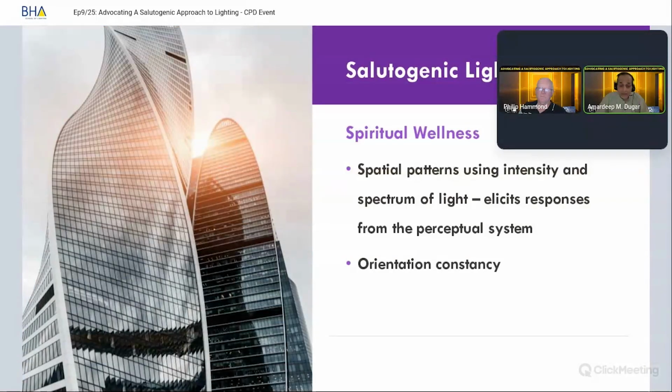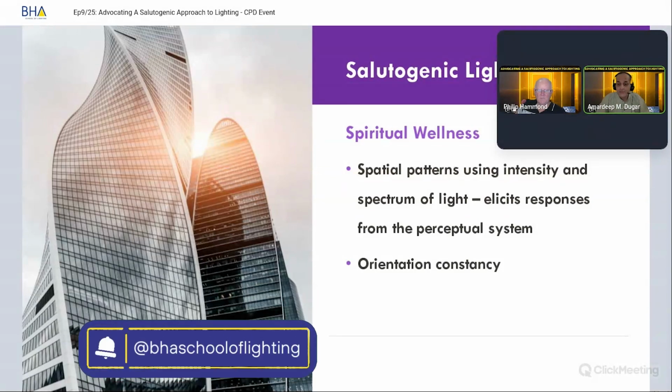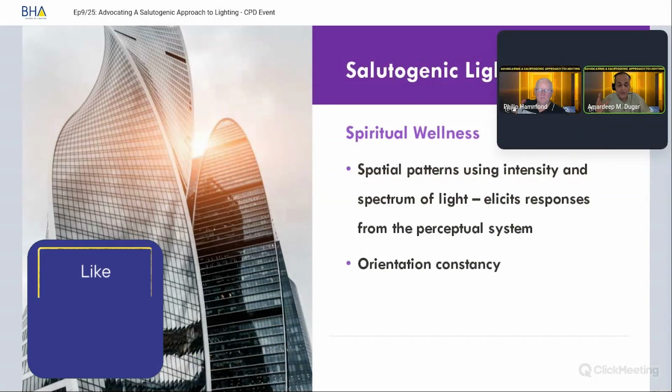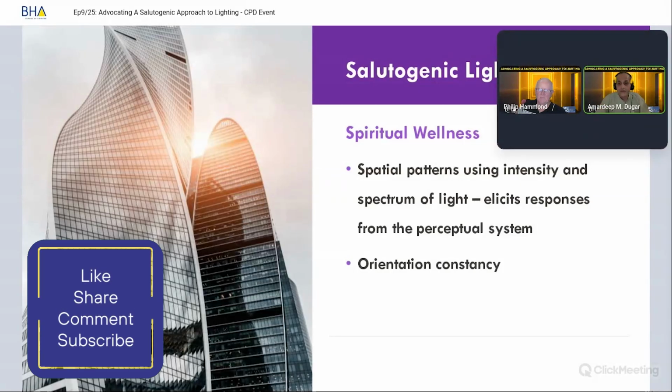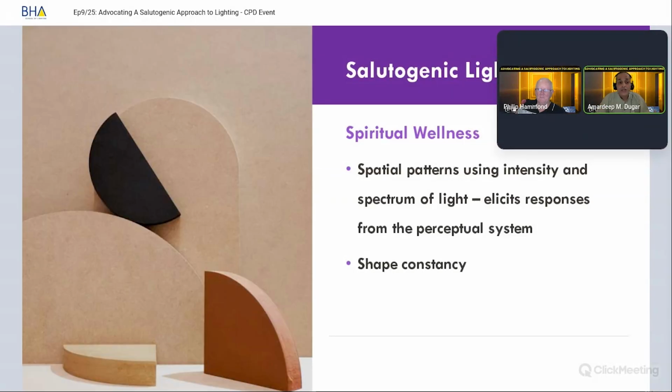Orientation constancy. We're all used to seeing straight skyscrapers, and suddenly you see a twisted skyscraper. You feel really claustrophobic. Is this even there? That's because, again, your brain tries to play these games with your mind and says this is what it is trying to create. Shape constancy. You see a half circle, your mind automatically tries to complete that circle.